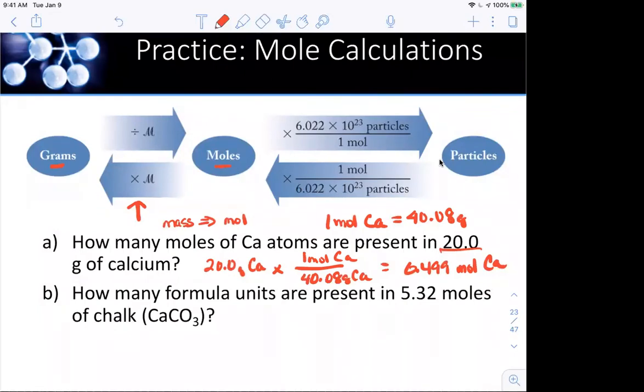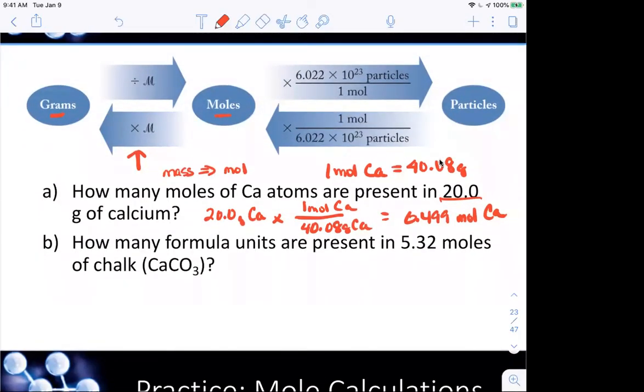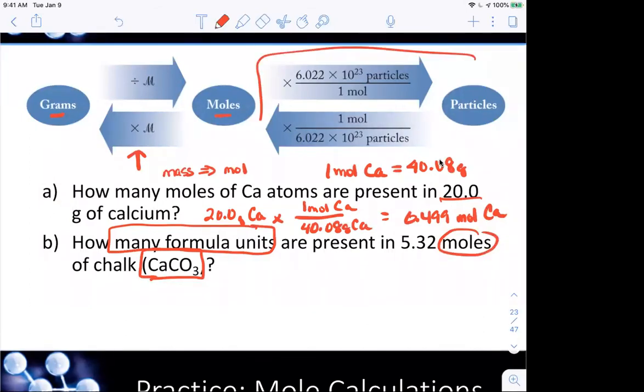Okay, now that's when I'm looking at my single element, right? Just my calcium. What if I want to look at a compound? This is an ionic compound because it's between a metal and a polyatomic. And I'm looking for number of formula units. And I have a mole. So I'm looking at this part of the conversion factor there.